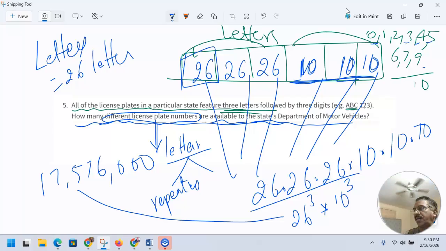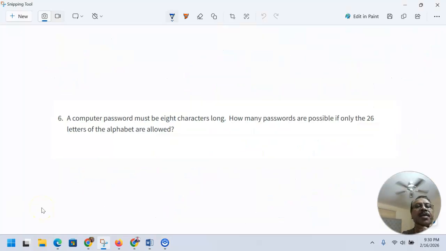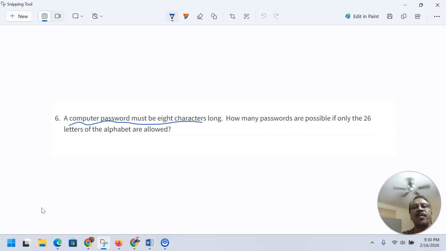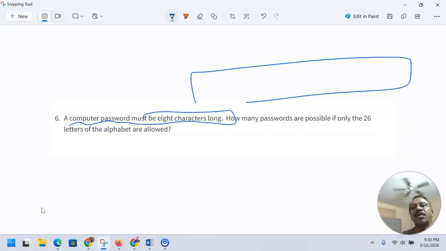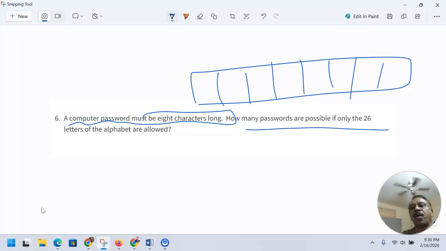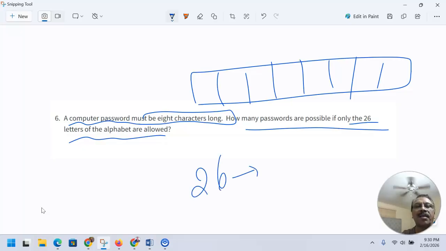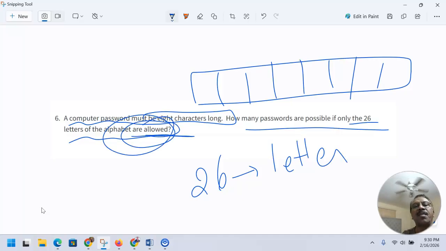Okay, so let's move on to another one. A computer password must be 8 characters long, so that means this will be 8. How many ways are possible if only 26 letters of the alphabet are allowed? So what does that basically mean? Now there are 26 letters, right? And it does not say they should not be repeated. So repetition is allowed.